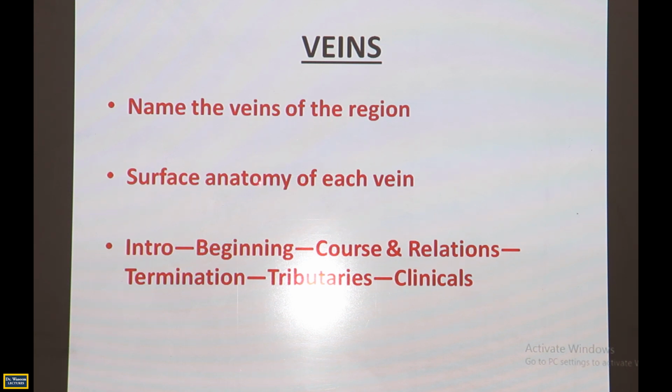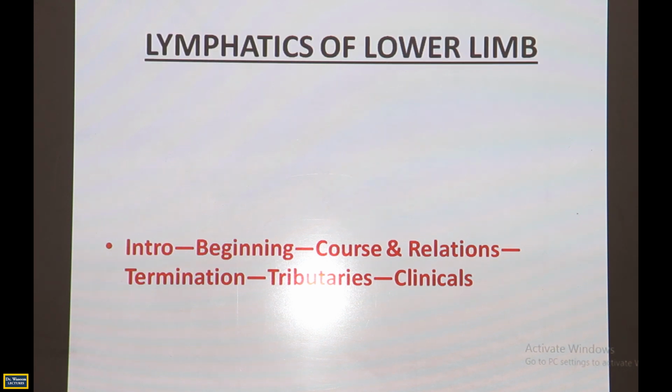For the surface anatomy of the vein, you feel the vein that you are talking about, and then take each vein and discuss it under the headings: introduction, beginning, course and relation, termination, and tributaries. This time the vein does not have branches, they have tributaries, because blood will pour inside them. It is not distributed, that is why we call them tributaries, and then the clinicals.